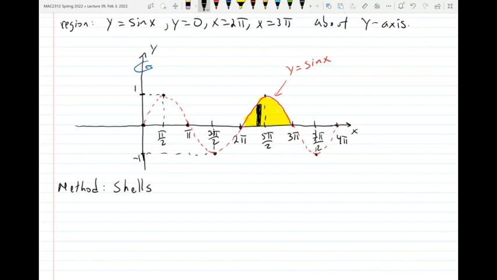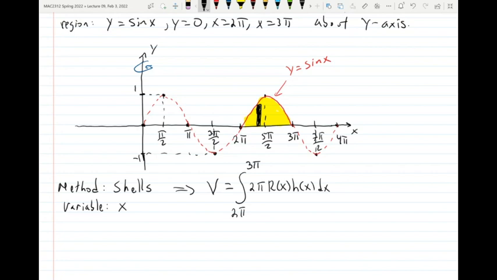Second, we can say the variable. What's the variable that's going to be used? The variable is x. Very good. And remember, because it's shells, that means that we already have a formula. So the volume will be the integral. Let's see, from where to where? What are my limits of integration? From 2 pi to 3 pi. And the formula is 2 pi r of x, h of x, dx.